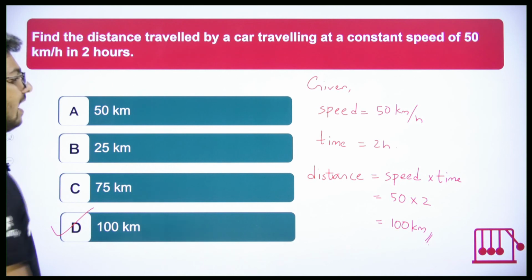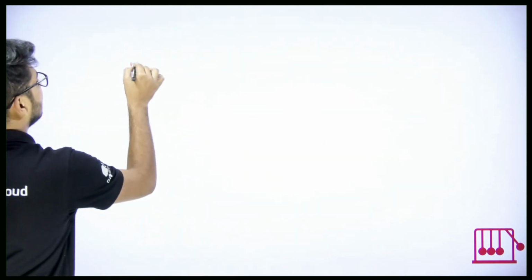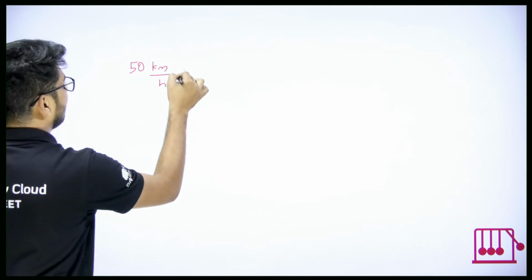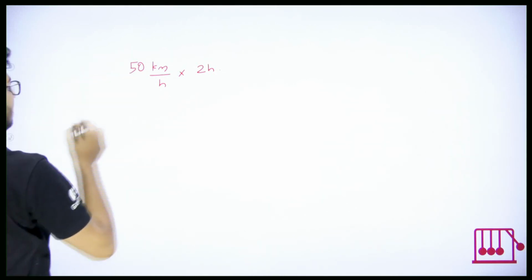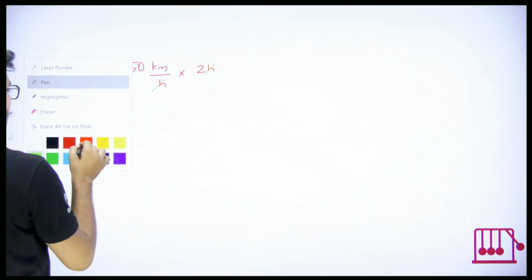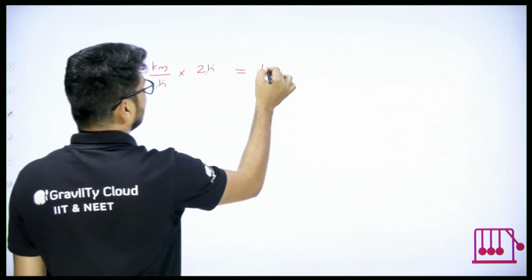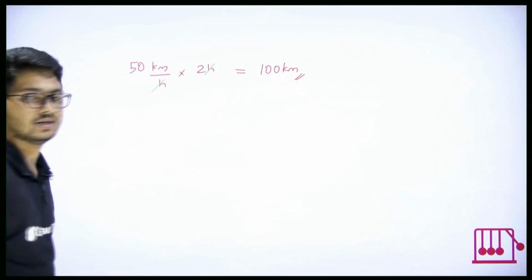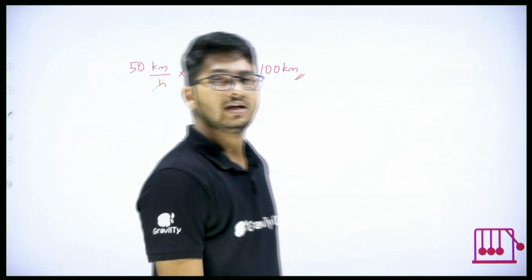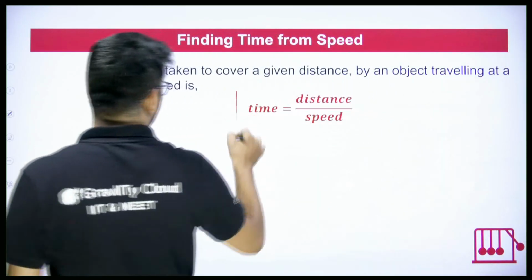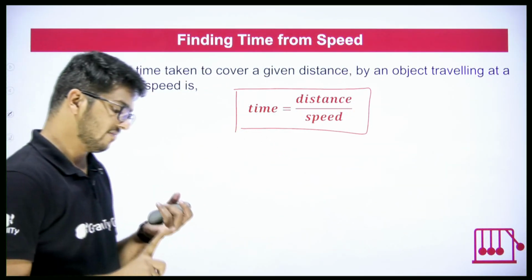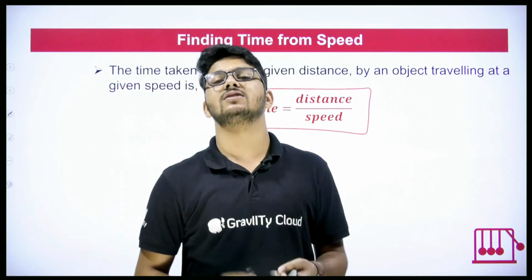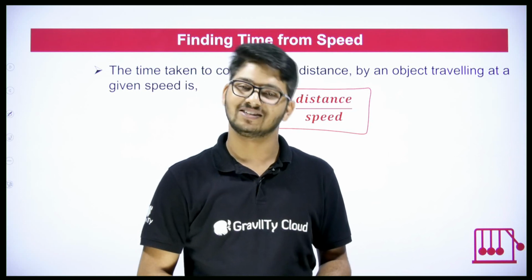Option D. In fact, you need not be worried about the units, because when I write 50 km per hour into 2 hours, speed into time, the hours cancel. So what is remaining? Only kilometers is remaining. So we will write 100 kilometers. Clear? Now similarly, we also have a formula for time. What is time equal to? Distance by speed. So you have a formula for speed, a formula for distance, and a formula for time. Is that clear?